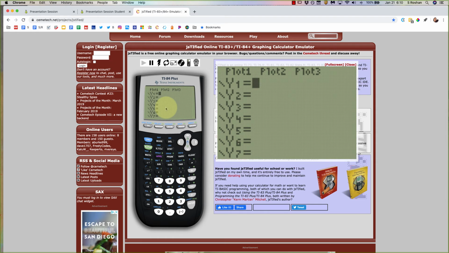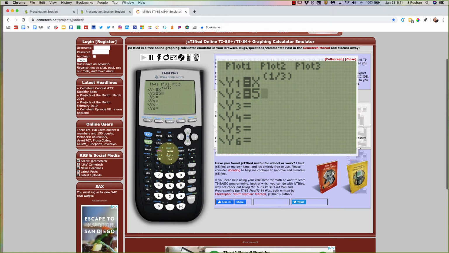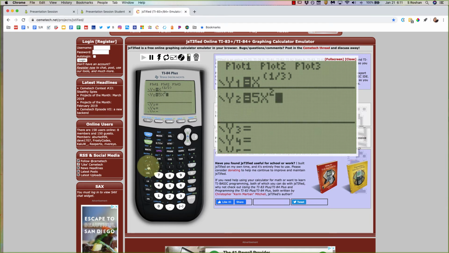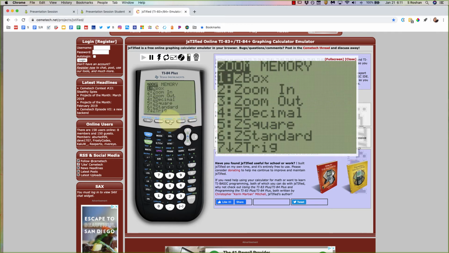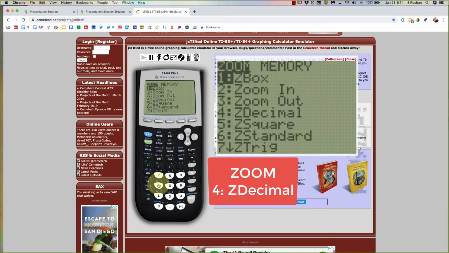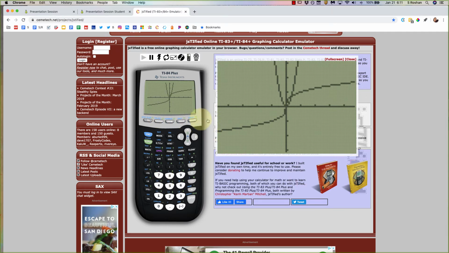So I'm going to put into y1, x to the 1/3, and then in y2, I'm going to be putting in my 5x squared, and then I'm going to graph. And now I need that intersection point, but it's super hard to see. So what I'm going to do is I'm going to just do a zoom. Zoom decimal will get me zoomed in a little bit more. I really like that window. And so now what I'm going to do is I need to find that exact intersection point.